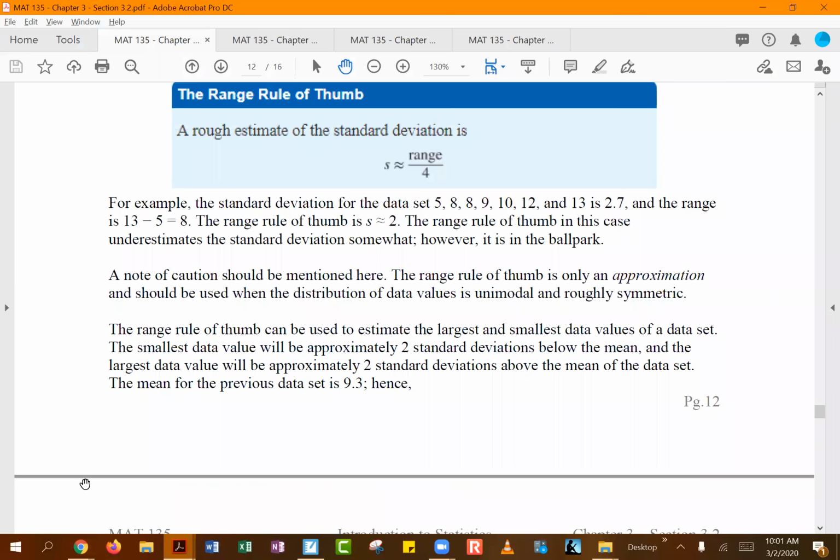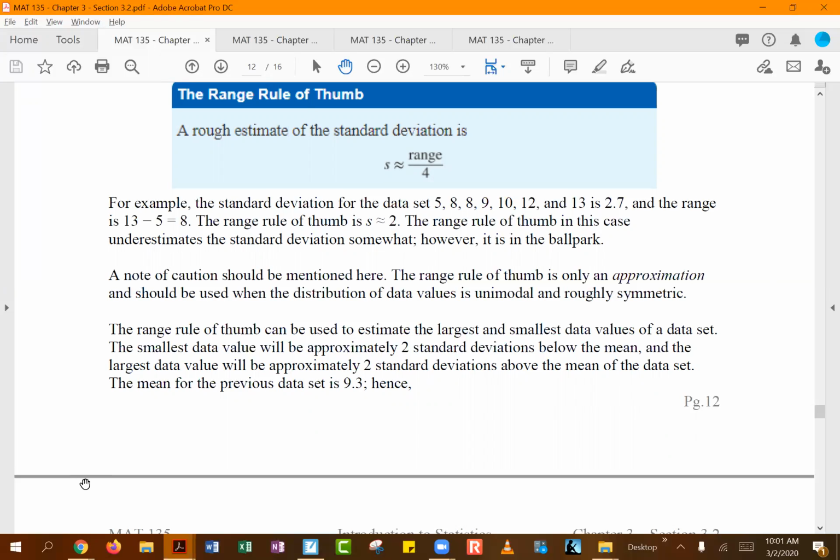But do we understand the general concept of range rule of thumb? Everybody okay with that? Any questions? Why would we use that? Just to get approximations without having to do the longer calculation.